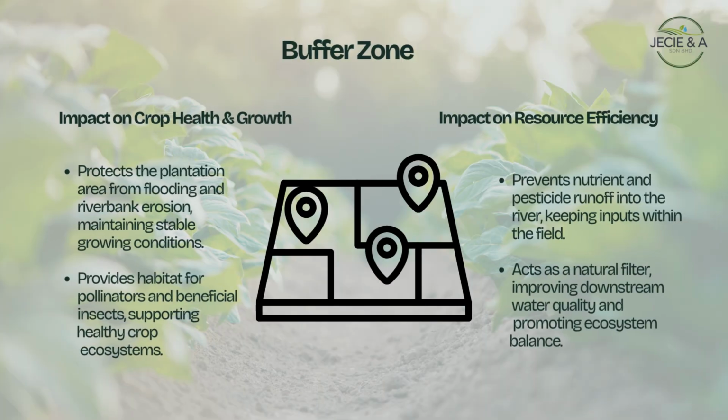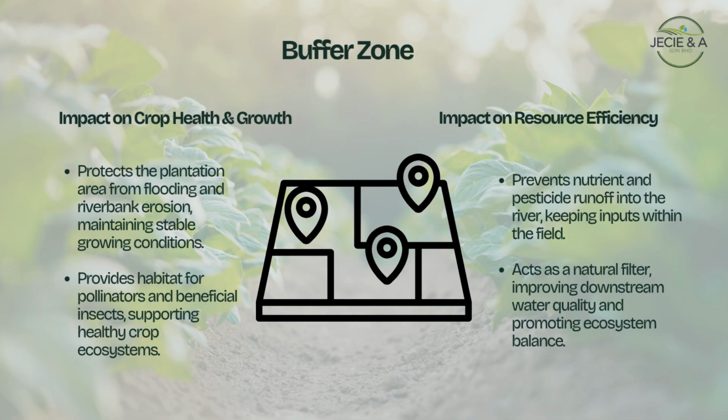Next, in our farm, we are also using a buffer zone. Its impact on crop health and growth: it protects the plantation area from flooding and riverbank erosion. It also maintains stable growing conditions for the plants in the farm, and provides habitat for pollinators and beneficial insects, supporting a healthy crop ecosystem.